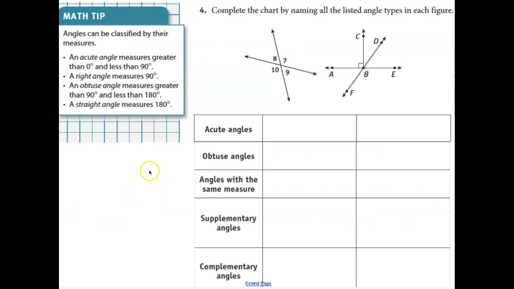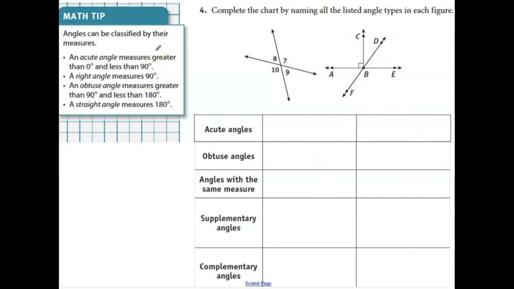All right, so number 4, we're going to complete the chart by naming all the listed types of angle in each figure. So this first figure is going to correspond with this first table column, and the second figure is going to correspond with that last column. So let's read this math tip up here.